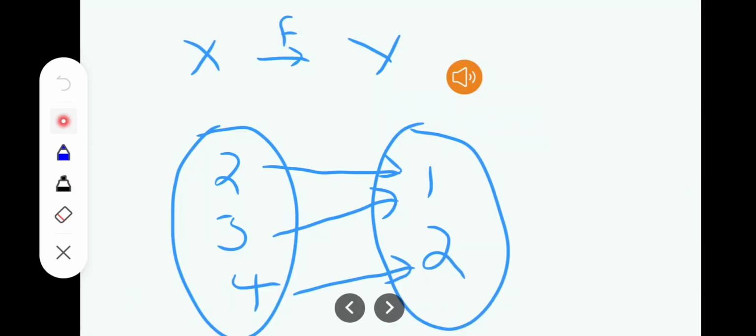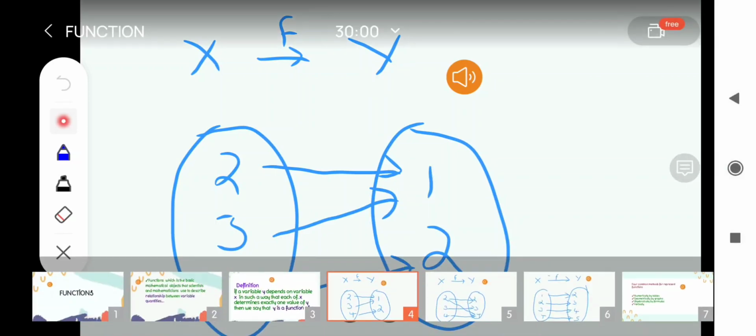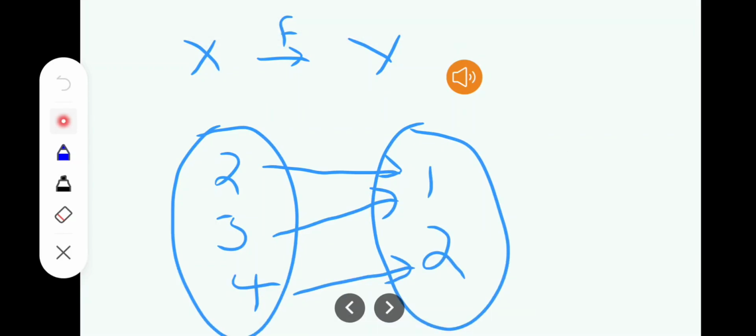Here f is a function from X to Y. The element in Y which is related to x is called the image of x. Here 2 has image 1, 3 has image 1, and 4 has image 2. That is, 2, 3 and 4, the elements of X, have their unique images in Y. Hence this relation is a function.